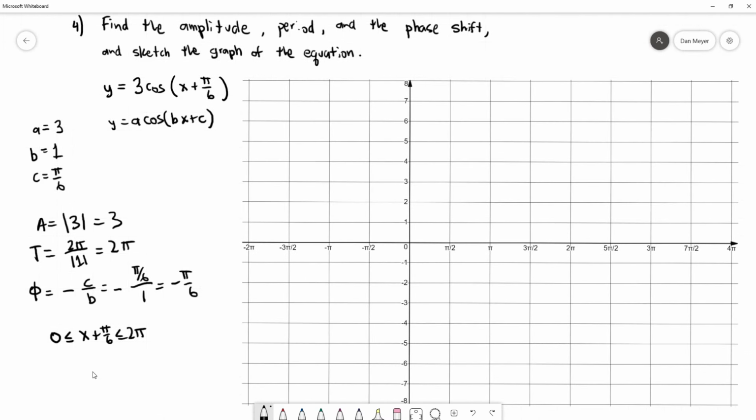Okay. And when I solve that, well, we got this compound inequality. We can subtract pi over 6 from all sides. Let's see, when you do 2 pi minus pi over 6, that's 11 pi over 6. 12 pi over 6 minus 1 pi over 6 gives 11 pi over 6.